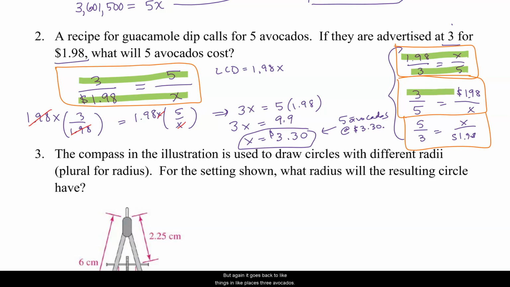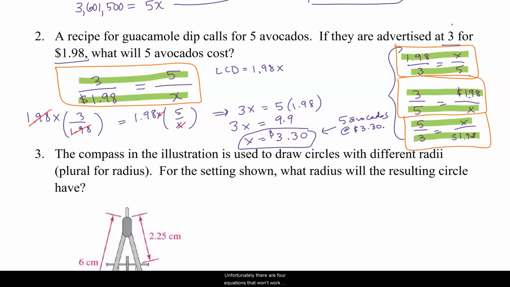3 avocados are $1.98. 5 avocados cost, I don't know. So again, like things in like places.